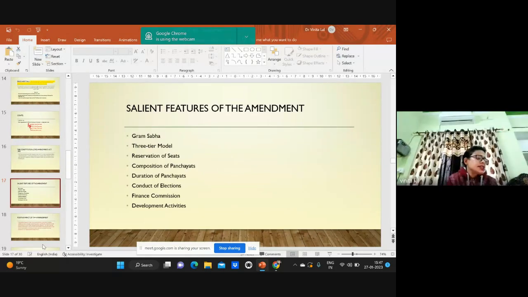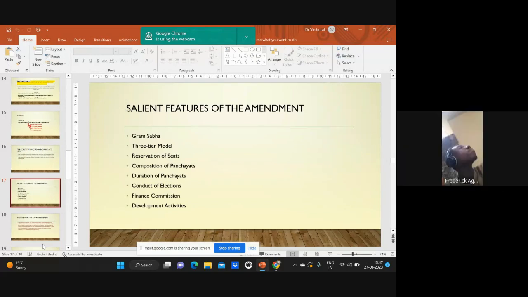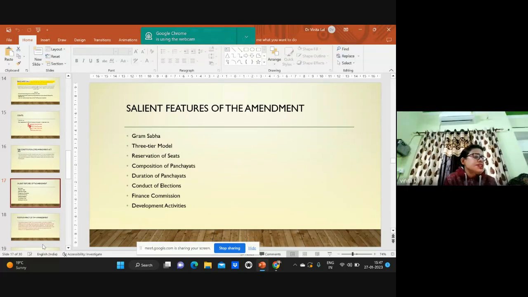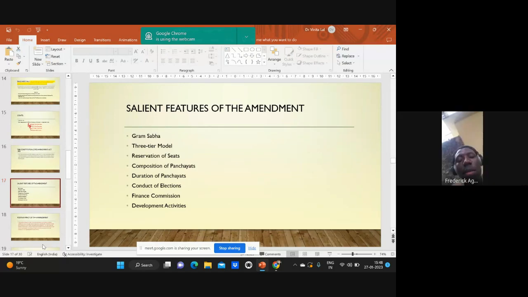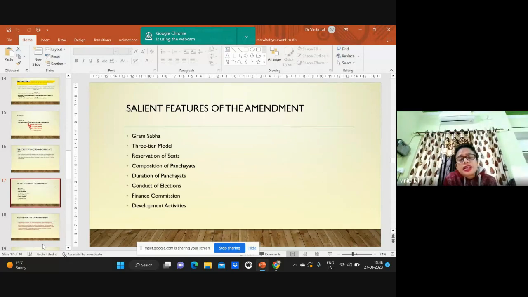Reservation of seats. The amendment or act provides for reservation of seats for scheduled caste and scheduled tribe in every panchayat in proportion to their population, and one third of the seats reserved for scheduled caste and scheduled tribe will also be reserved for women. Also, not less than one third of the total number of seats to be filled by direct election shall be reserved for women.